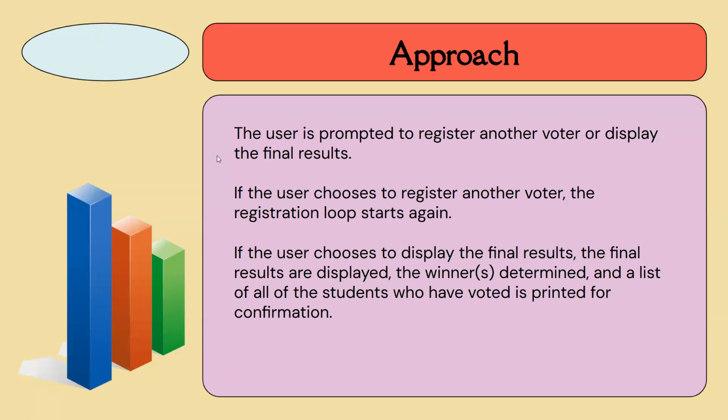Finally, the user is prompted to either register another voter or display the final results. If the user chooses to register another voter, the registration starts again. And if the user chooses to display the final results, the final results are displayed, the winner or winners in the event of a tie are determined, and a list of all the students who have voted is printed out for confirmation.